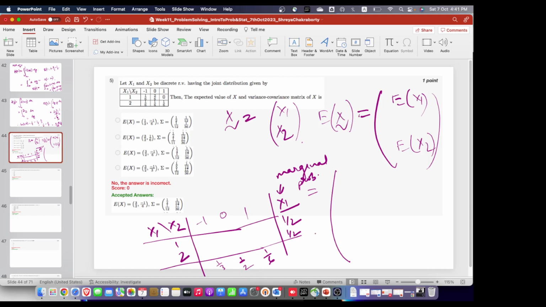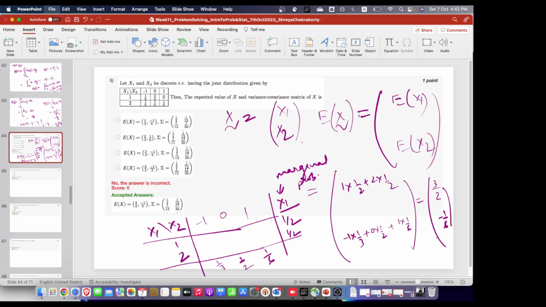Alright, so expectation of x1 is 1 into half plus 2 into half. Expectation of x2 is -1 into 1 by 3 plus 0 into half plus 1 into 1 by 6. So this is half plus 1, that is 3 by 2, and this is -1 by 3 plus 1 by 6, that is -1 by 6. Okay, so this is the expectation vector.